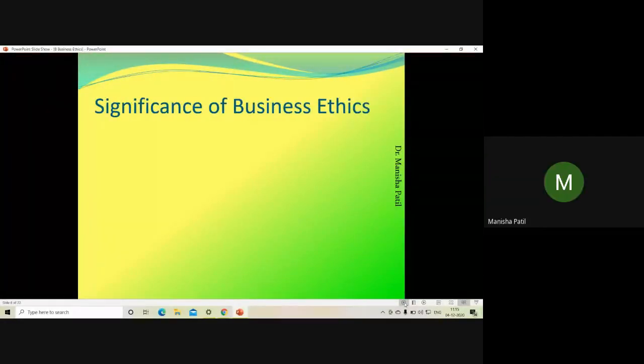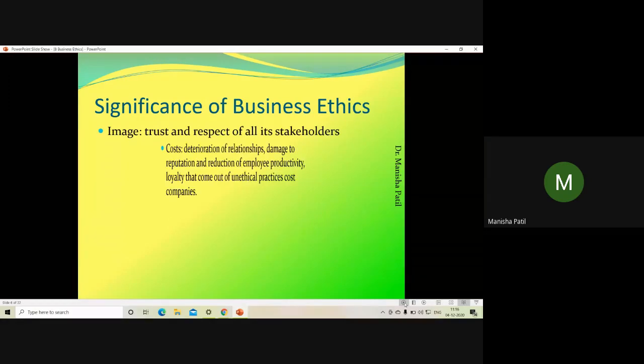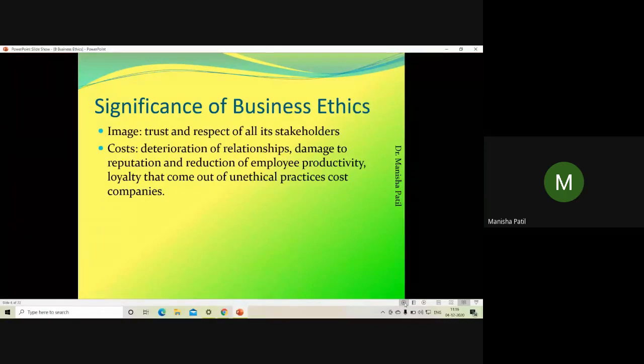We continue with the significance of business ethics. The next point is image. If a company is following business ethics, it creates a positive image of the company, which in turn creates trust and respect of all its stakeholders. Deterioration of relationships, damage to reputation, and reduction of employee productivity and loyalty that come out of unethical practices cost companies more than spending some money on ethics.